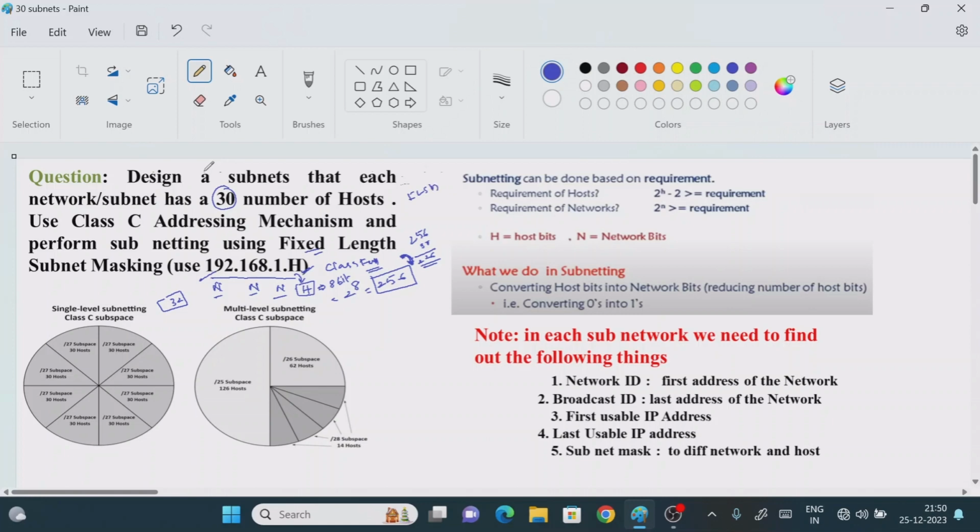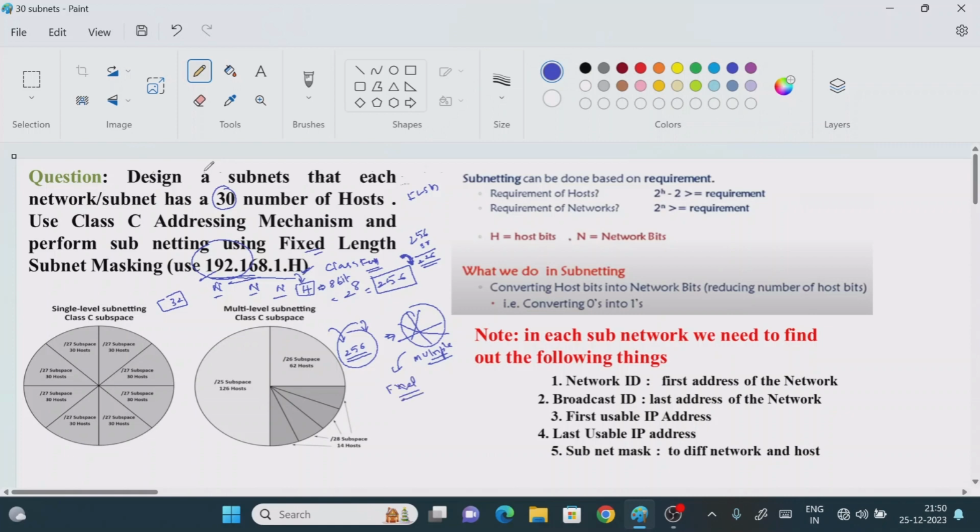What it means is, by default we have 256 hosts, which means we can provide IP addresses for 256 systems. Now, as per our requirement, this single network we are going to divide into multiple networks, in order to utilize the IP addresses effectively. We divide it into multiple parts, and that is what we call fixed length subnet masking.